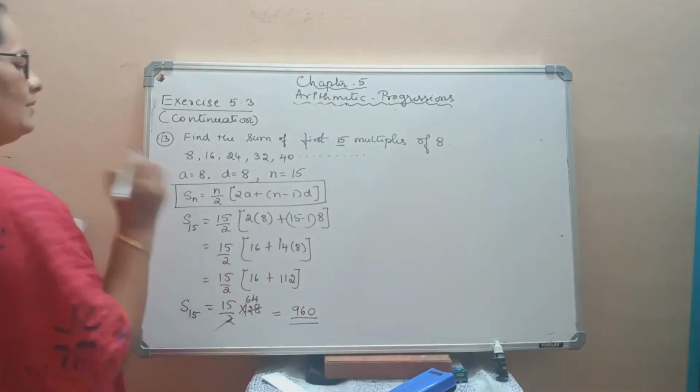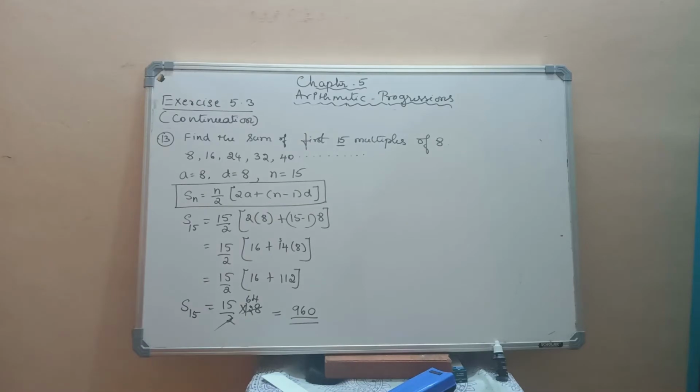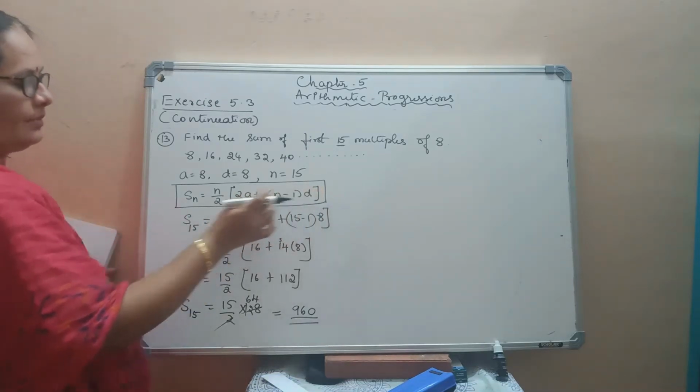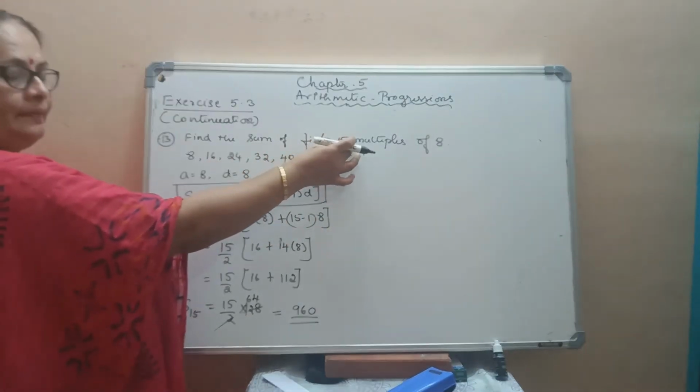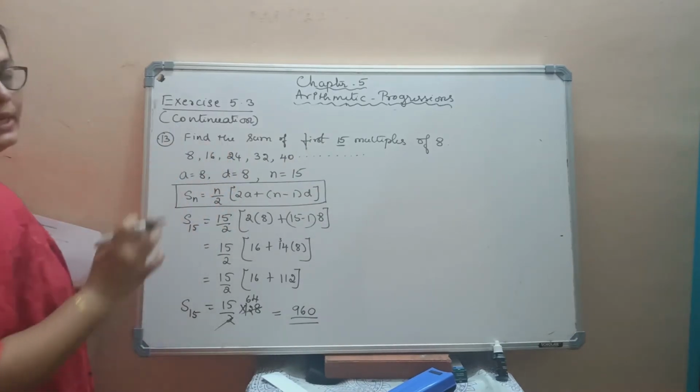Sn equals n by 2 into 2a plus n minus 1 into d, where n is 15, a is 8, and the difference is also 8.